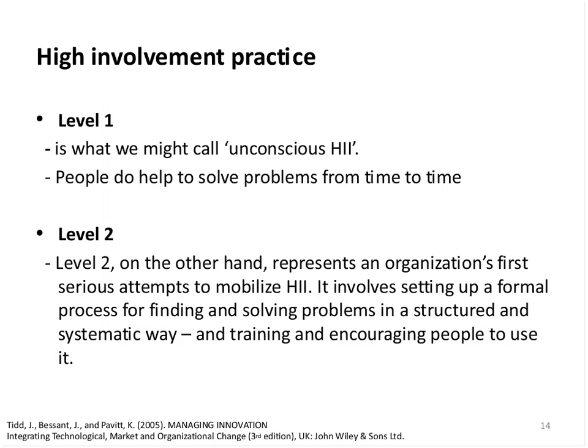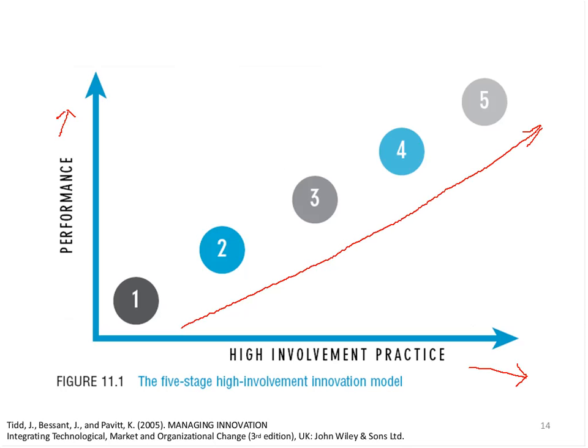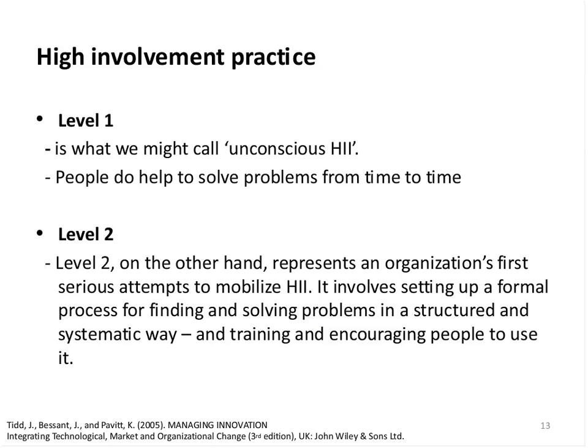Level 2, on the other hand, represents an organization's first serious attempt to mobilize high involvement for innovation. Level 2 is where the high involvement innovation model is taken more seriously. It involves setting up a formal process for finding and solving problems in a structured, systematic manner, and training and encouraging people to use it. More training, more conscious, more structured.